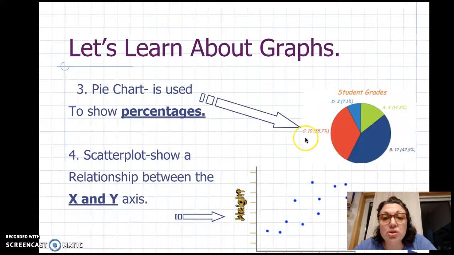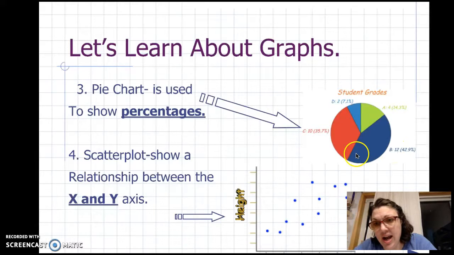Pie charts are used to show percentages. So the whole pie is 100%, and the bigger the slice, the bigger the percentage it equals. So if 42.9% of your grades are at a level B, 14% of your grades are an A, 7% of students have a D, and 35.7% of students have a C. So this tells me how much each group of students is compared to the whole class.